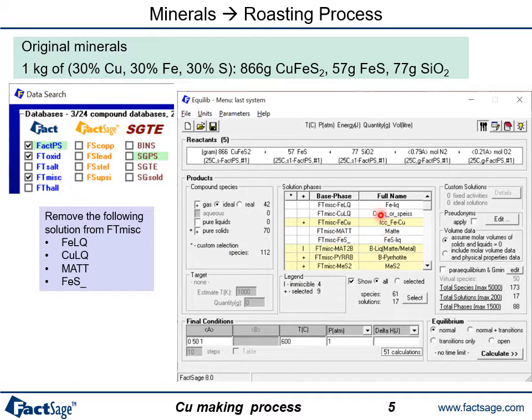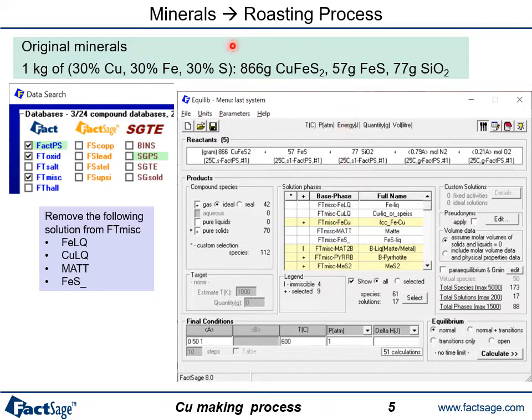the FT miscellaneous database except for the FELQ, CULQ, and the matte and the FES, because these are only useful at very high temperature when the liquid copper and the liquid matte are forming, and the same for the FES. So we are going to remove these, and we'll take the sulfide mineral database, which is internally consistent with each other.